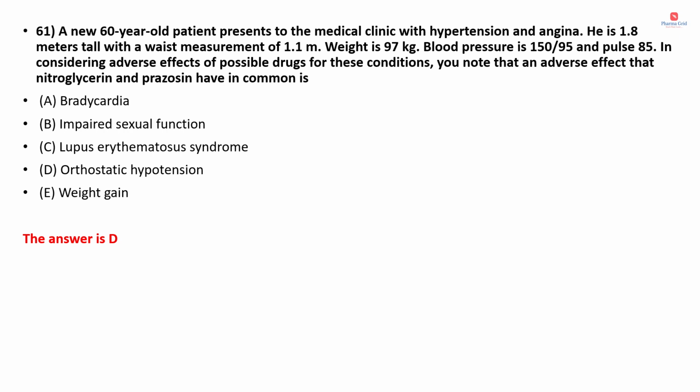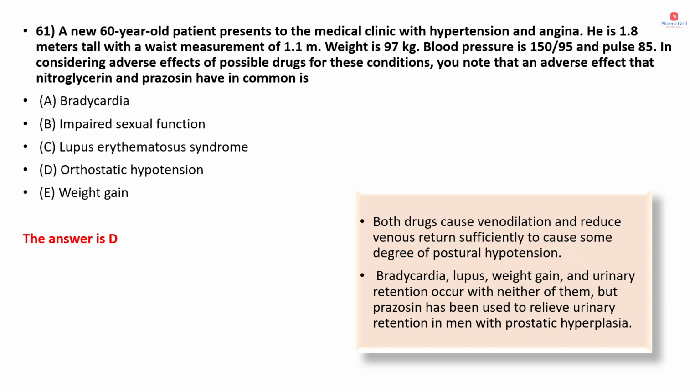Orthostatic hypotension, also known as postural hypotension, is a medical condition wherein a person's blood pressure drops when they are standing up or sitting down. Both drugs cause venodilation and reduce venous return sufficiently to cause some degree of postural hypotension. Bradycardia, which means decreased heart rate, lupus, weight gain, and urinary retention occur with neither of these drugs. But prazosin has been used to relieve urinary retention in men with prostatic hyperplasia.